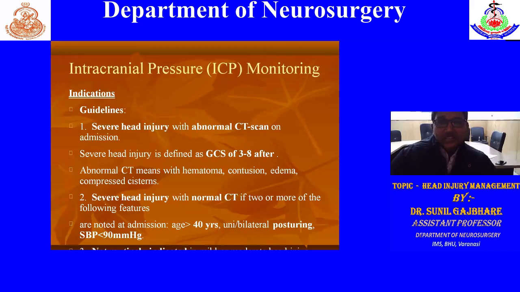An intracranial pressure monitoring system is there, and the guidelines are that it should be done in severe head injury with an abnormal CT scan on admission, where severe head injury, as you know, is a GCS of 3 to 8. Abnormal CT means with hematoma or contusion or edema or compressed cisterns. The second criterion for ICP monitoring is severe head injury with a normal CT if two or more of the following features are present: age more than 40 years, and unilateral or bilateral posturing of the patient. It is not routinely indicated in mild or moderate head injury.